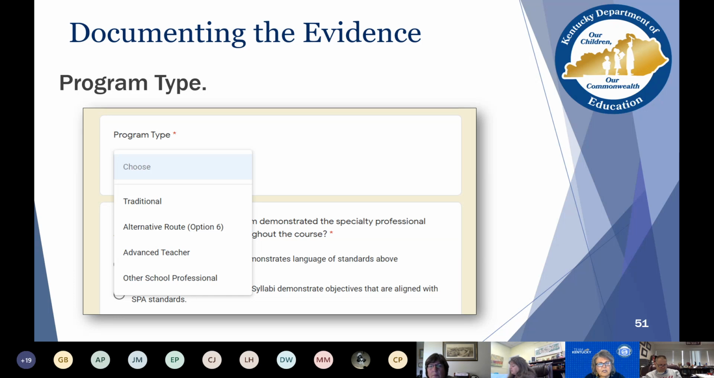Again, everything that you need for the form will be in that email. So whether it's a traditional or an option 6, the alternative route, or whether it's an advanced teacher or an other school professional. Again, a drop down so that you can just select it.